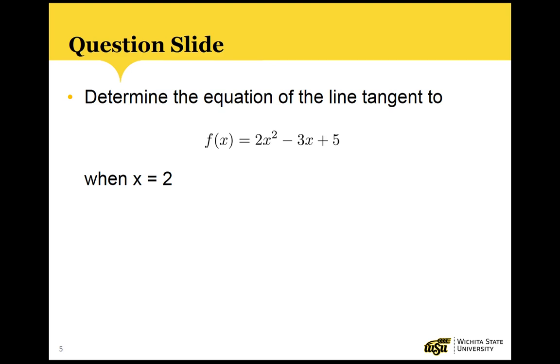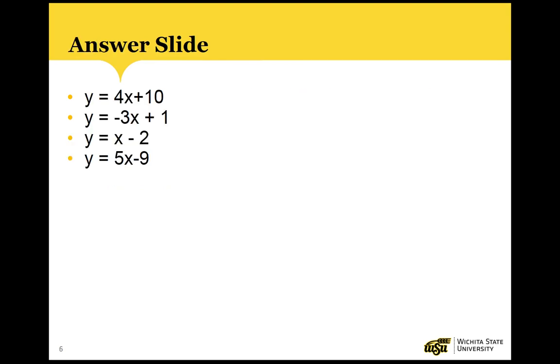What I'd like for you to do now is to use what we have just learned to find the equation of the line tangent to f of x equals 2x squared minus 3x plus 5 when x is equal to 2. Here are some potential equations for your tangent line.